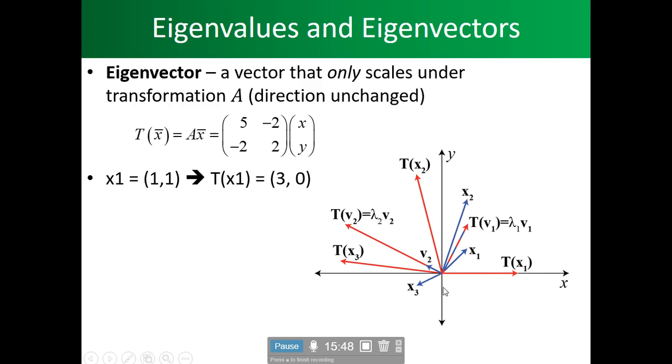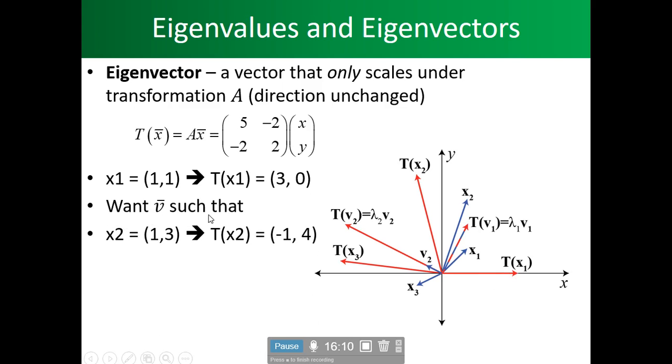So if you look over here, you have x1, and this should be 1, 1. And so where is T of x1? This one is here at 3, 0. See that?